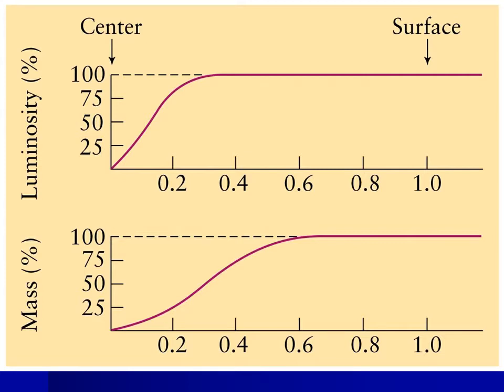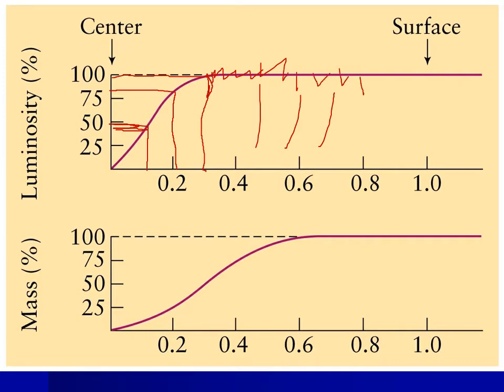Luminosity, that's how much energy is passing you. If you're a tenth of the way out from the center of the sun, then a little less than half of the sun's energy passes you. If you're about a fifth of the way out, then maybe about 80% of the sun's energy passes you. By the time you get out to about a third of the way from the center, you end up with pretty much all the energy of the sun passing you. Any further out that you go, you have the total energy of the sun passing you.